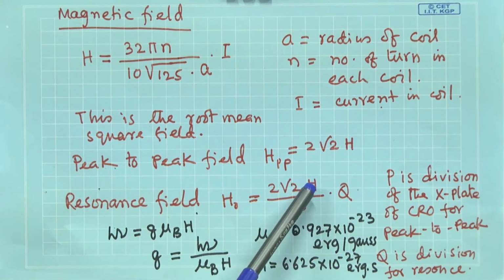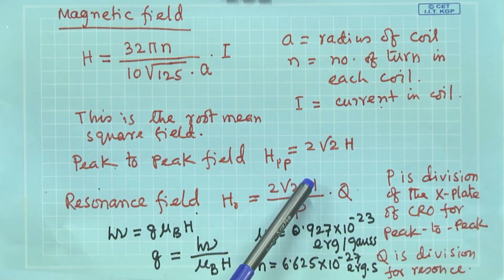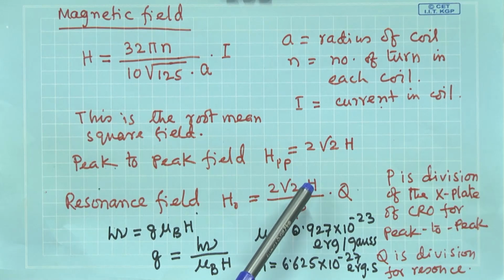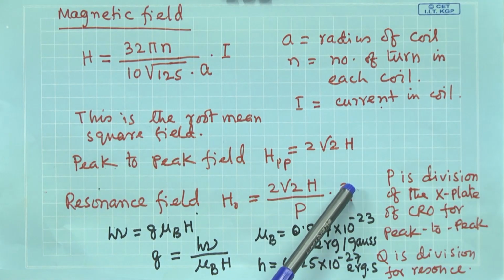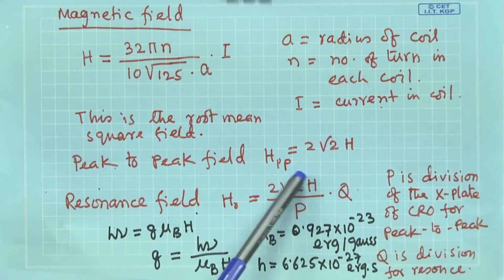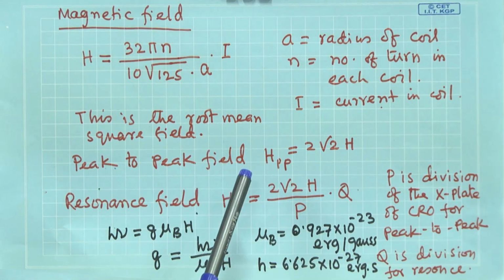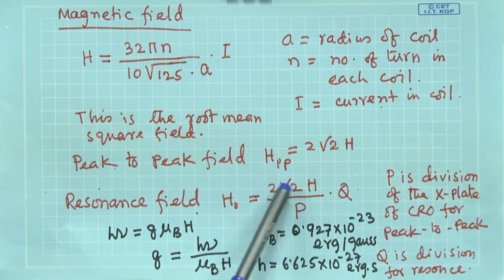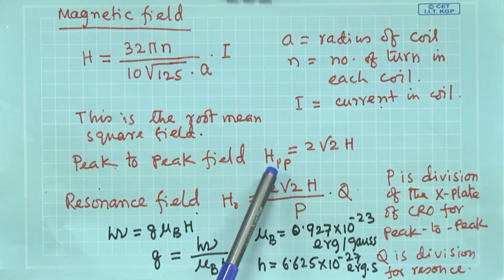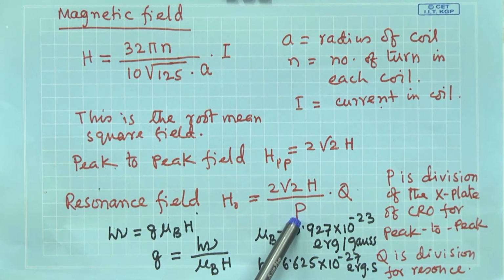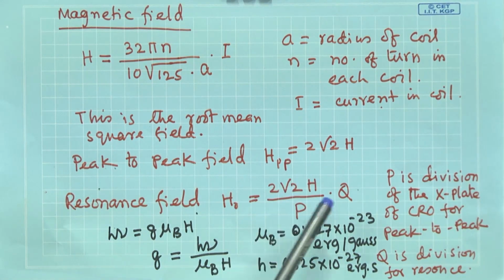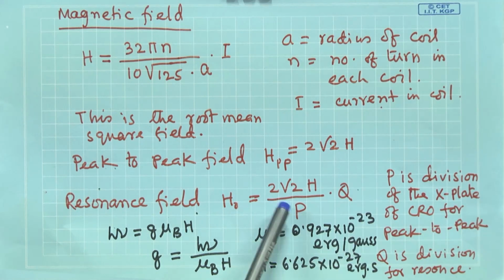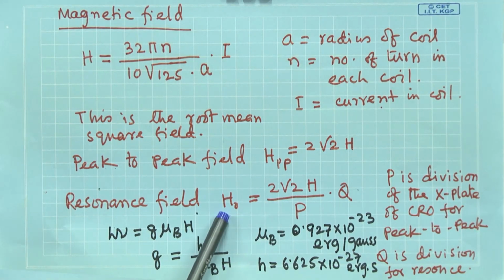Now for that H, during resonance, if the peak separation is Q divisions, then the P divisions was for this peak to peak value, because we are measuring peak to peak. So this value for this magnetic field was the P divisions. So given P divisions, what is the field for Q divisions, you can then find out at the resonance condition. So that will be H0.